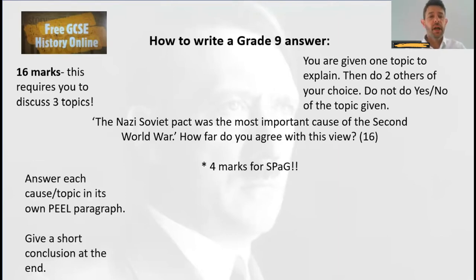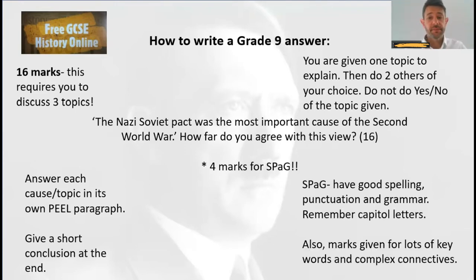What else do we need to do? Each obviously needs a PEA, or appeal, paragraph, and then we need a short conclusion at the end. Again, thinking about time, we need to be able to do this in about 20 minutes or so. So we need to be fairly timely with this.